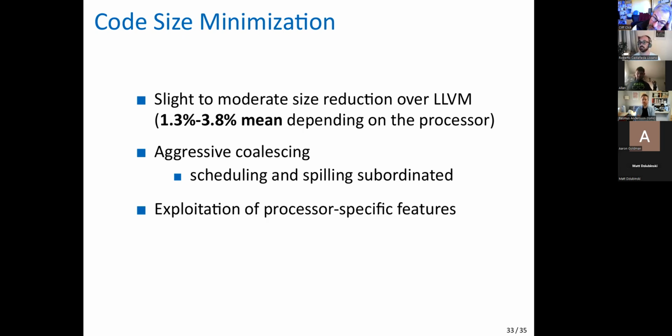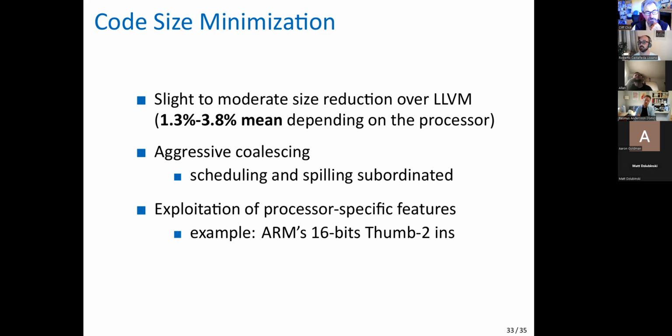It also all of a sudden starts exploiting some processor-specific features, which it didn't care too much for speed. So for example, in the case of ARM, this small ARM processor, there is this Thumb-2 mode, right? And then it paid a lot of attention into trying to encode instructions in 16 bits whenever possible, even if that meant increasing the execution time of the program. Now we are optimizing for code size. That's all the solver cares about, right? So you need to be careful about what you wish for when you define your objective function.